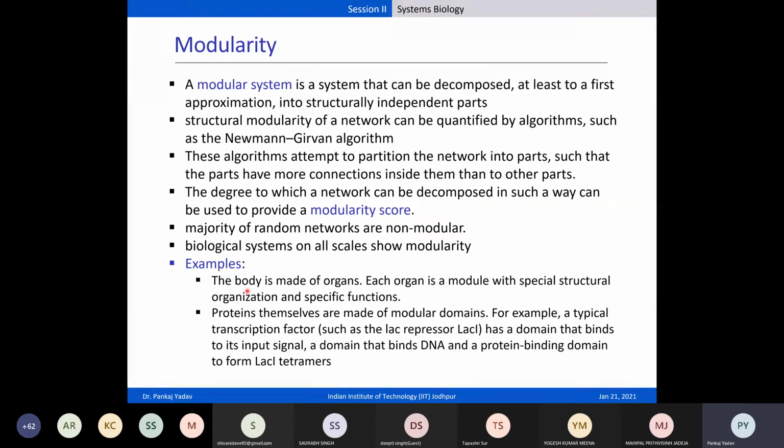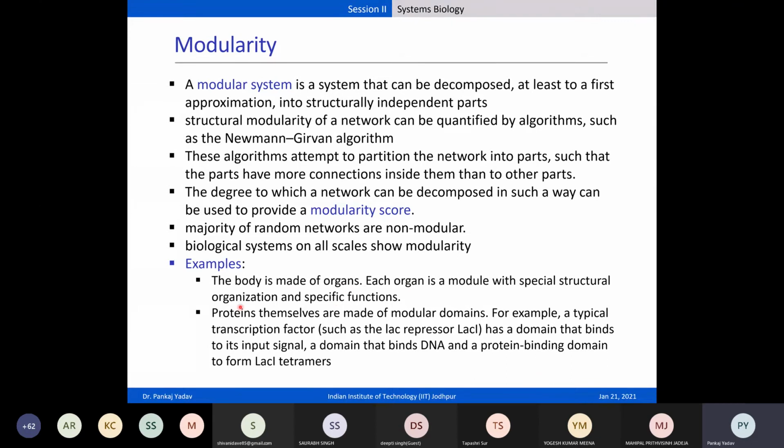For example, you can think of our body, as I was showing in the first slide. Our body is made of different organs, and each organ is a module because it has some special structure and it performs specific functions. For example, the heart is used for pumping the blood and oxygen. So it has specific functions, right? The liver has its own functions, the kidney has its own functions. So these organs can be considered as different modules, right?